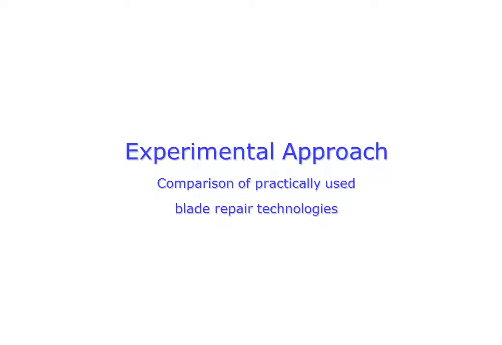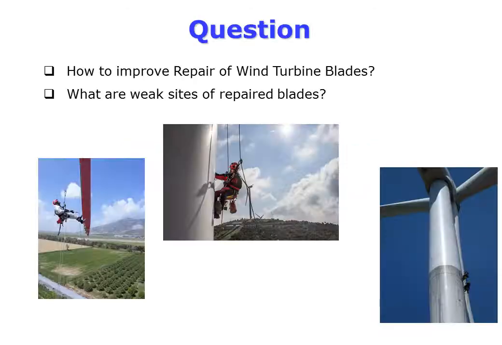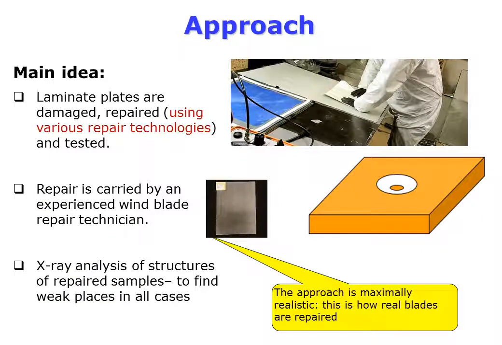But which blade repair technology ensures both lowest costs, longest post-repair lifetime, and minimum repair frequency? Here, we want to investigate it. Two questions are considered. How to improve repair of wind turbine blades? And what are weak spots of different repair technologies? To investigate different repair technologies, laminate plates were damaged, and then repaired by an experienced technician. Then, the plates were tested, and microscopic analysis of structures was carried out.